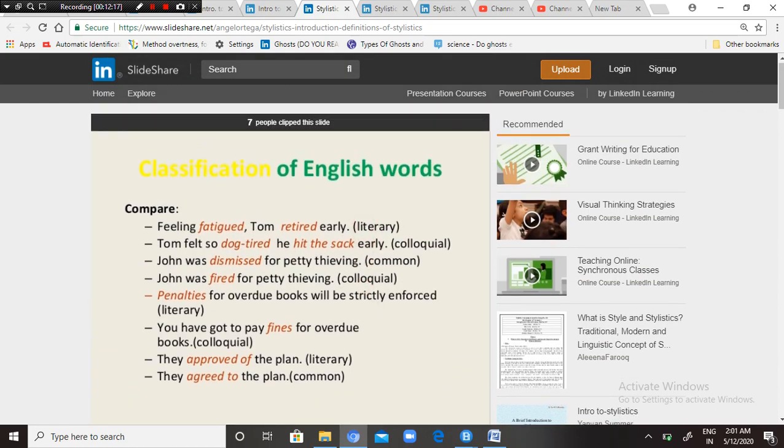Classification of English words, compare. Feeling fatigue: Tom reacted early, literary. Tom felt so dog tired, he hit the sack early. John was dismissed for pilfering. Penalties for overdue books will be strictly enforced. You have to pay fines for overdue books. He approved of the plan, literary. He agreed to the plan, colloquial.